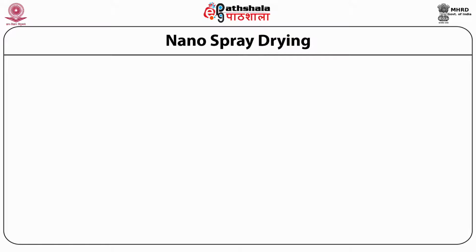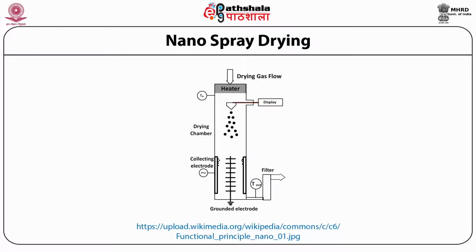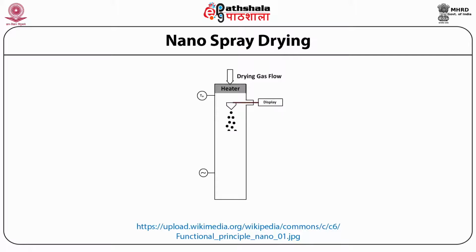The nanospray drying technique is diagrammatically represented in this figure. The figure clearly shows a drying chamber and a nozzle, also called the atomizer, and drying gas flowing into the chamber. This drying chamber is connected to a filter or cyclone separator to remove the nanoparticles from the drying chamber.